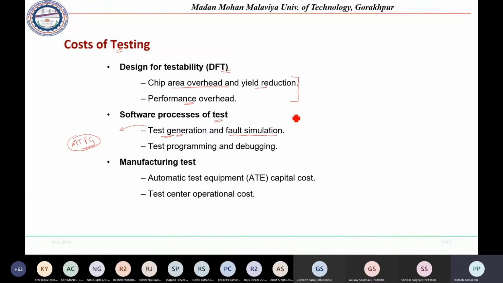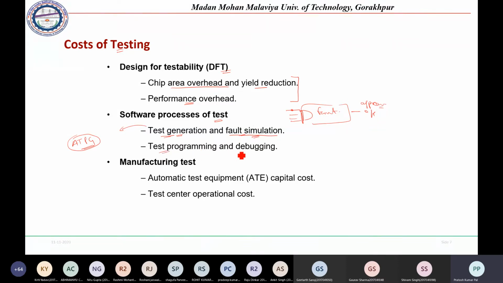So whatever faults are there, suppose this is the complete chip. If some inputs are given, and the chip has a fault, that fault should appear at the output. This simulation of faults, or the appearance of a chip's fault at the output, is called fault simulation.